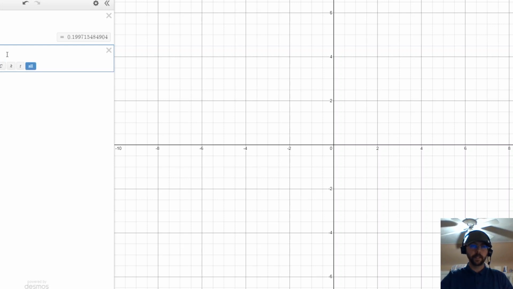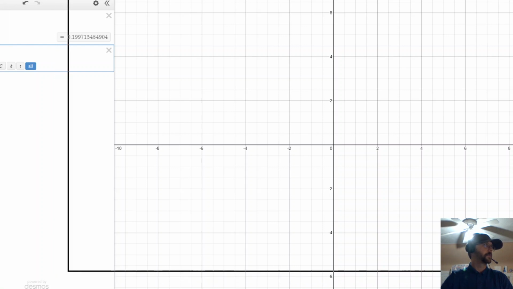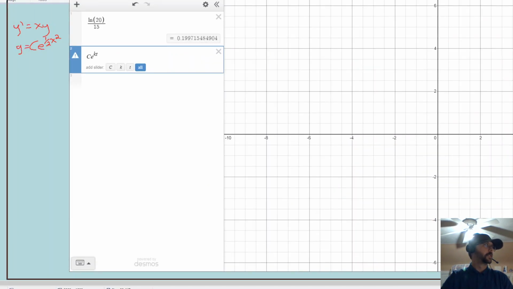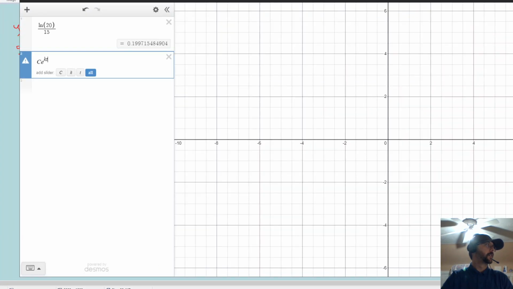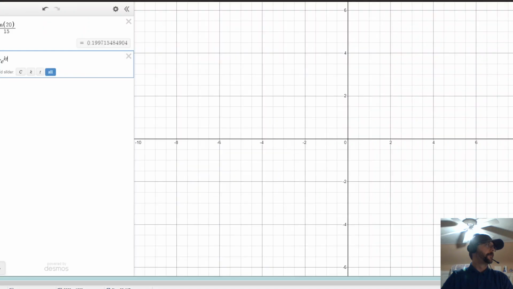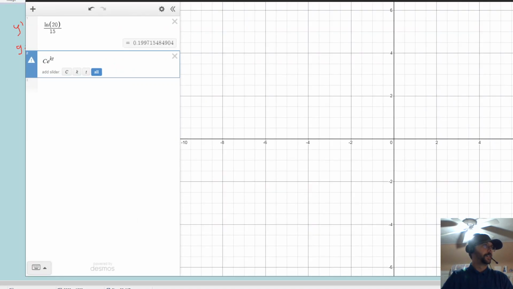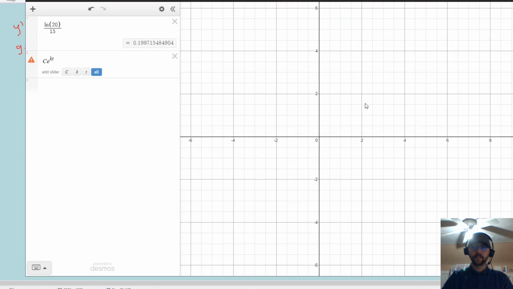Oh, you can't see my equation. I'd like it if the equation showed up. I didn't realize it wasn't showing up before. Sorry, I've got too many screens. Alright, we'll leave that there, and then we'll move this one.